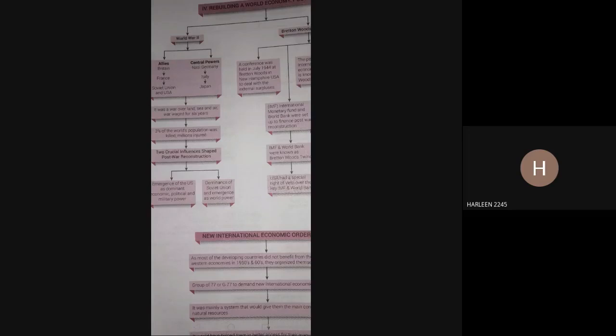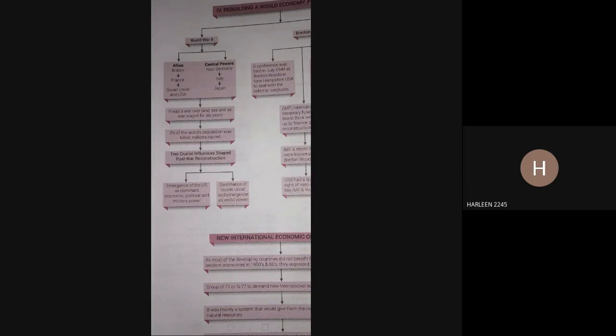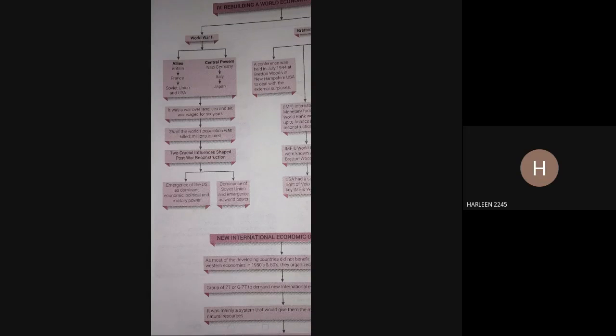Then the last thing is rebuilding the world economy in the post-war era. It is on page number 74. Again, World War II had two sides, the Allies and the Central Powers. Under the Allies, we have Britain, France, the Soviet Union and the USA. Under the Central Powers, we have Nazi Germany, Italy and Japan. We know it was a war over land, sea and air, and this war waged for more than 6 years.